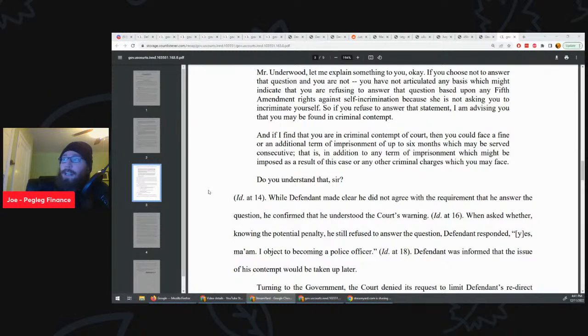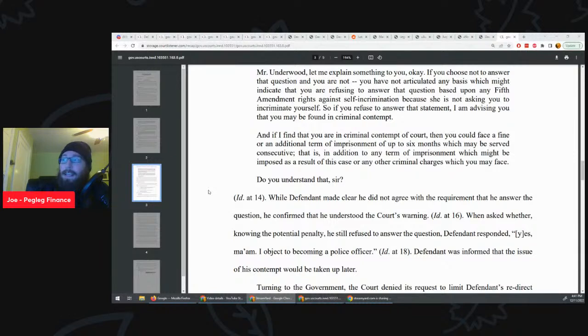If you choose not to answer that question, and you have not articulated any basis which might indicate that you are refusing to answer that question based upon any Fifth Amendment rights against self-incrimination, because she is not asking you to incriminate yourself. So if you refuse to answer that statement, I am advising you that you may be found in criminal contempt. And if I find that you are in criminal contempt of court, then you could face a fine or an additional term of imprisonment of up to 6 months, which may be served consecutive.